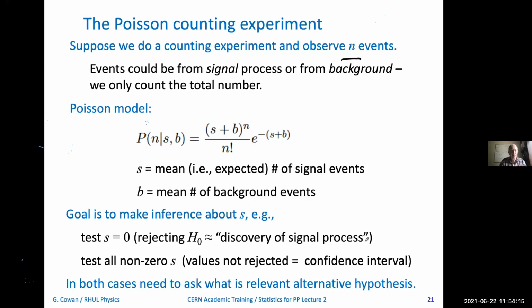And then beyond that, even if you don't discover the signal process, you can test non-zero values of s in order to say which values of s are still compatible with your observation, and which values of s are perhaps incompatible with your observation. And for both of these cases, both for testing non-zero values and s equals 0, we need to ask what is the relevant alternative hypothesis.